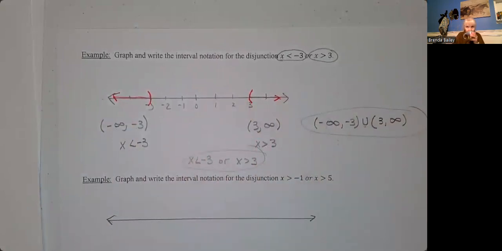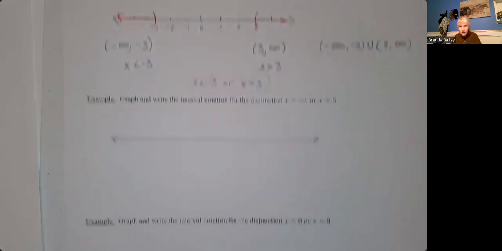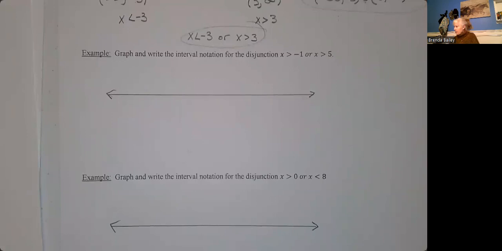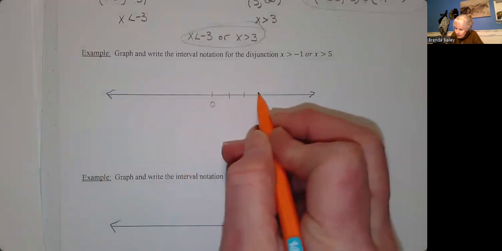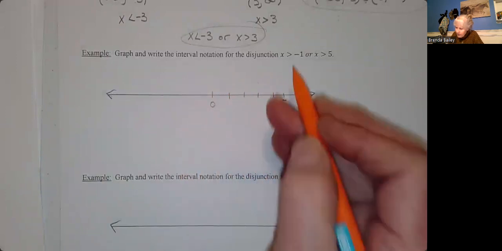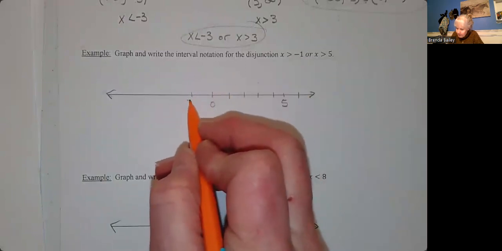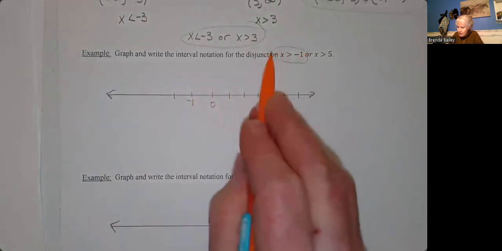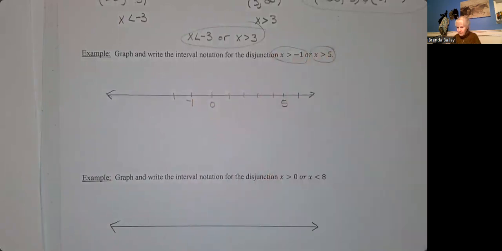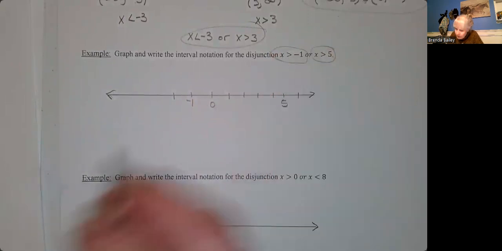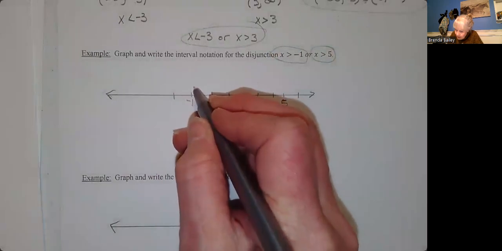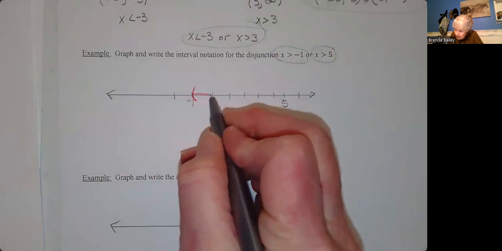All right, let's do another one. Graph and write the interval notation for the disjunction. Again, we're just going to be combining; we're not looking for what's in common. It's a union. X is greater than negative 1, or x is greater than 5. We'll graph this one first, and then we'll combine the two. I'll do them in different colors. Here we have x is greater than negative 1. Start here and go to the right.